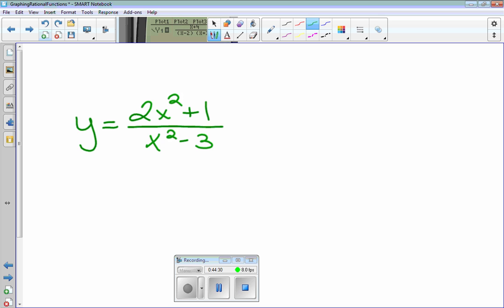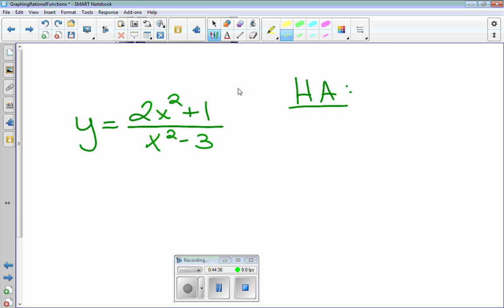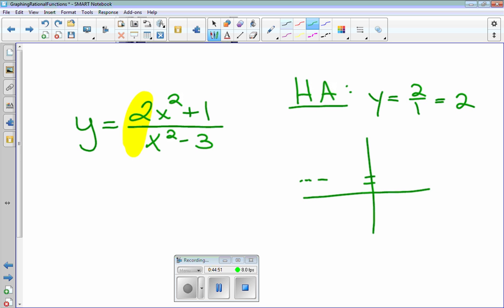When the degree of the bottom and the degree of the top are the same, the horizontal asymptotes happen where the coefficients are. What are the coefficients here? 2 and 1. So the horizontal asymptote happens at 2 over 1, or just y equals 2, which means up here at 2 is where you'd have your horizontal asymptote. Okay? So when the degrees are the same, you look at the numbers in the front. Okay? That's going to help you.